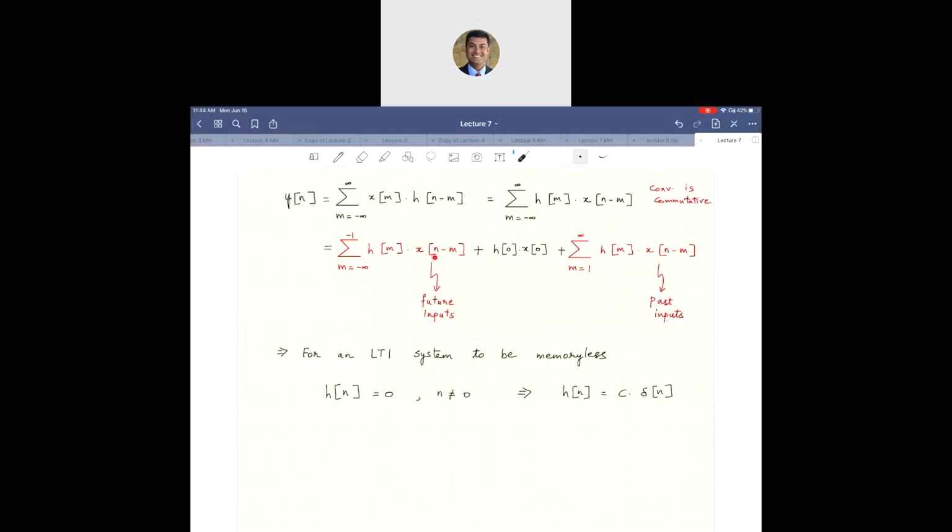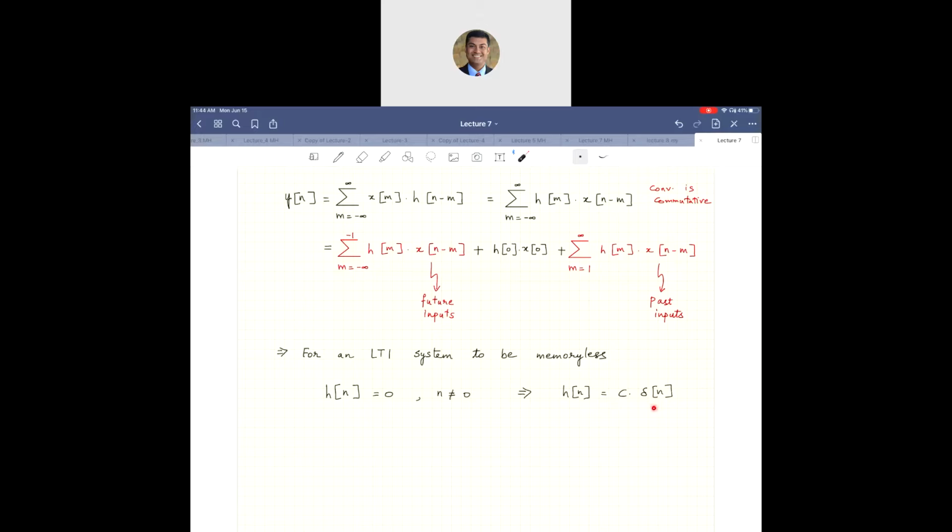Which means even if the input is there, my system should take care of cancelling that out to a 0. So the only term that should be left is h of 0 multiplied by x of 0, which can be written as c delta of n, because h of 0 multiplied by x of 0 is the input evaluated at time 0, times the impulse response evaluated at time 0. So for an LTI system to be memoryless, h of n should be 0 for all n other than 0. It should be non-zero only when n is 0.